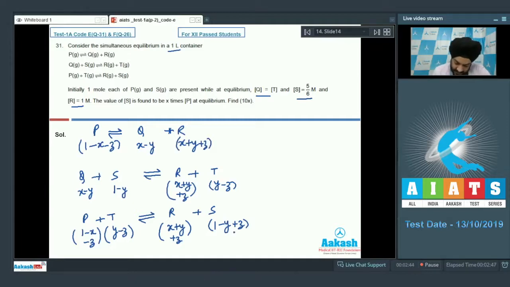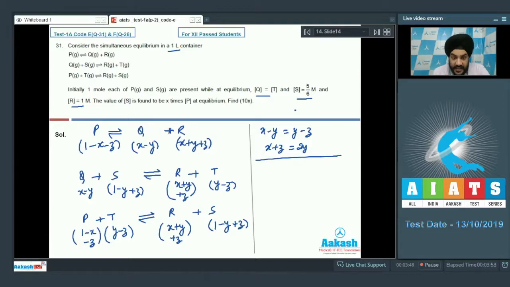And S is 1 minus Y plus Z. Okay. So we have to ensure that all these species have the same concentrations in all the given reactions. We can now use the data which is given to us, students. We have been given that the concentration of Q is equal to the concentration of T. So we have X minus Y equal to Y minus Z. So this tells us that the value of X plus Z is equal to 2Y.